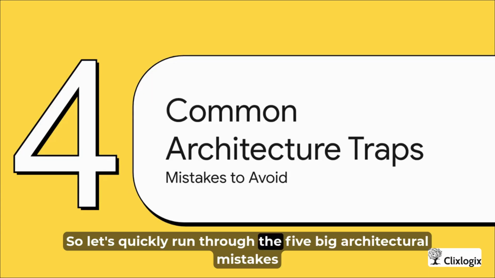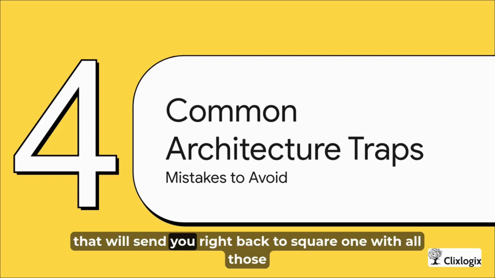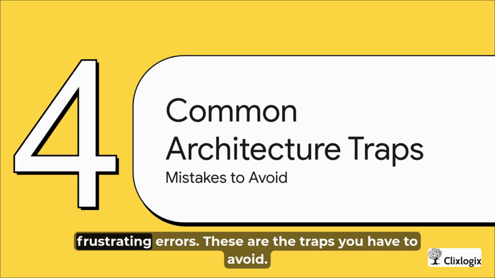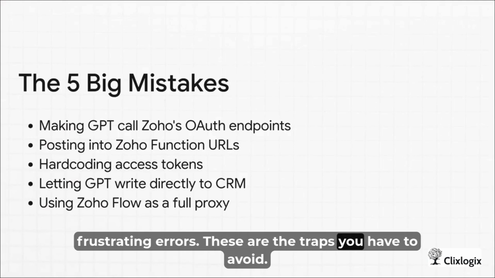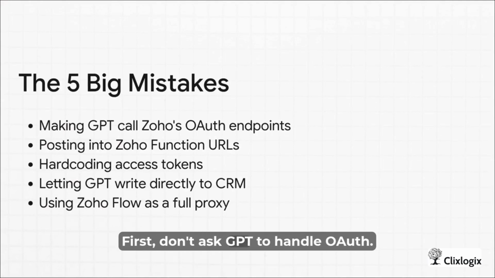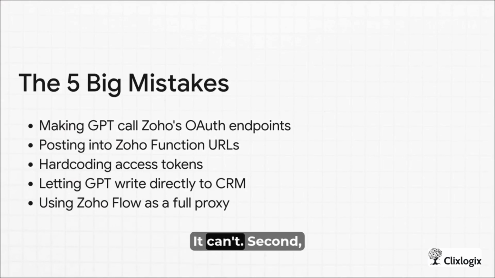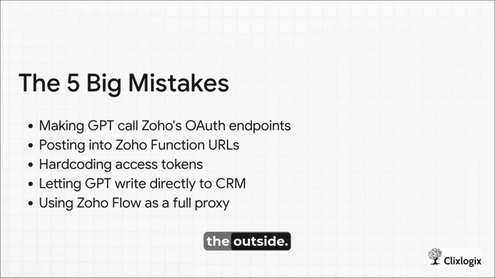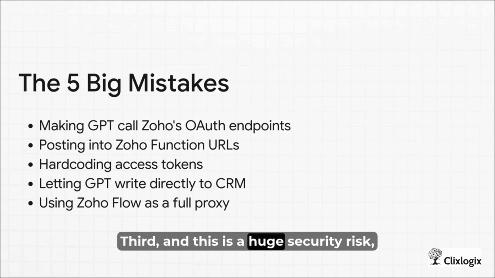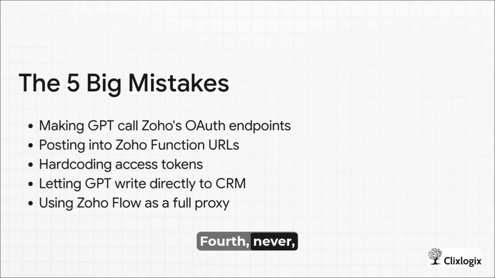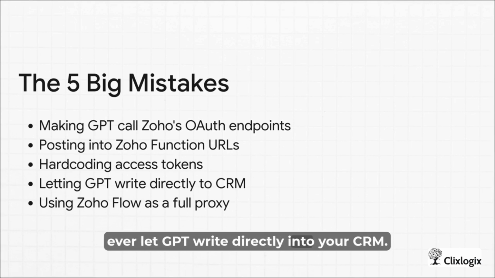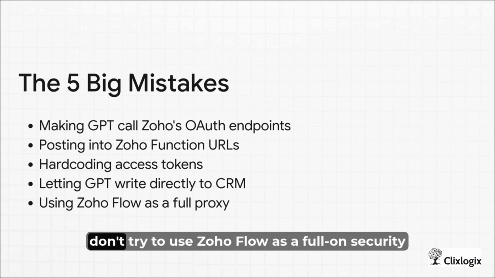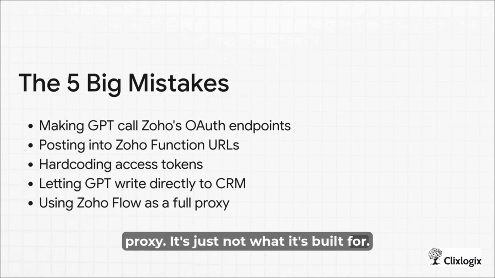So let's quickly run through the 5 big architectural mistakes that will send you right back to square one with all those frustrating errors. These are the traps you have to avoid. First, don't ask GPT to handle OAuth. It can't. Second, never post directly to those internal function URLs from the outside. Third, and this is a huge security risk, don't hard code access tokens anywhere. Fourth, never ever let GPT write directly into your CRM. And finally, don't try to use Zoho Flow as a full-on security proxy. It's just not what it's built for.